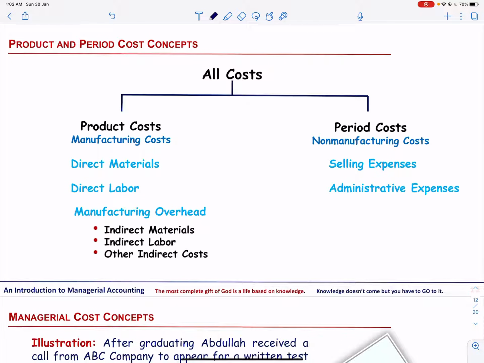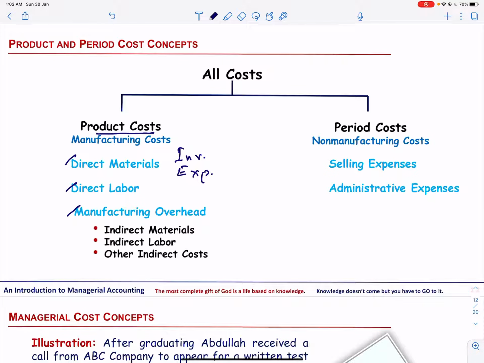Costs that form part of the finished product, like direct material, direct labor, and manufacturing overhead, are classified as product cost. They are recorded as assets and are called inventory when incurred, and they will be recorded as expense called cost of goods sold when the company sells the finished goods.